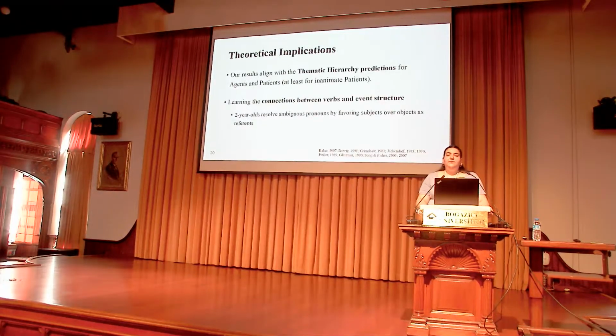So our results align with the thematic hierarchy predictions for agents and patients, with the addition of a modulation by animacy. Our results also support an influential proposal on language development, which emphasizes the importance of learning the connection between words and event structure. And studies show that 2-year-old children can resolve ambiguous pronouns by favoring subjects over objects as reference. And this might be reflecting the agent prominence that is observed in our study.